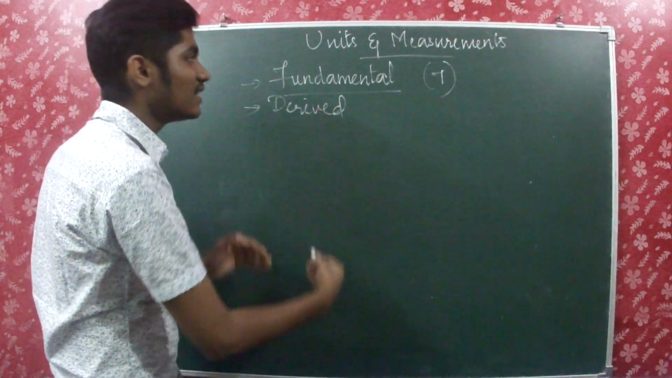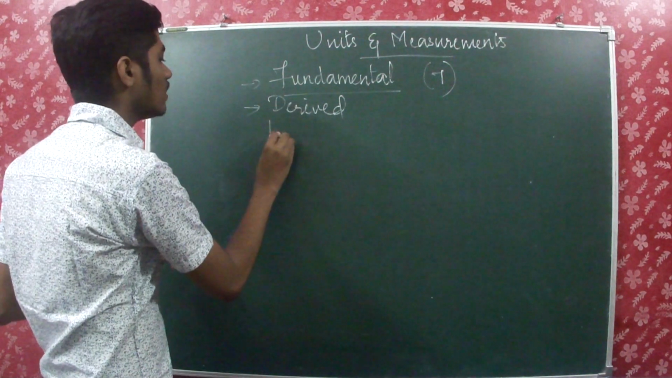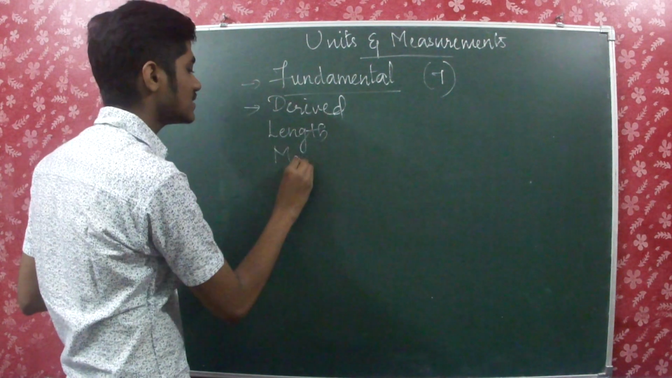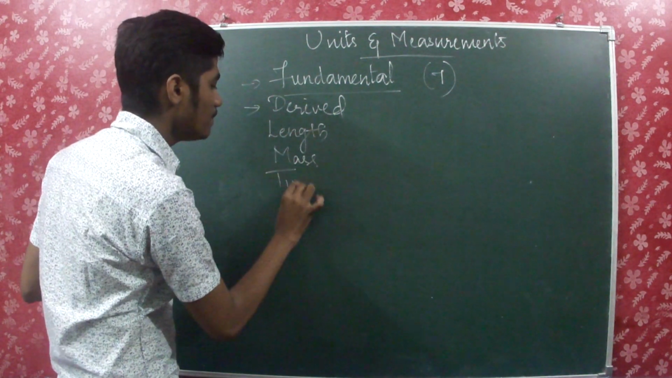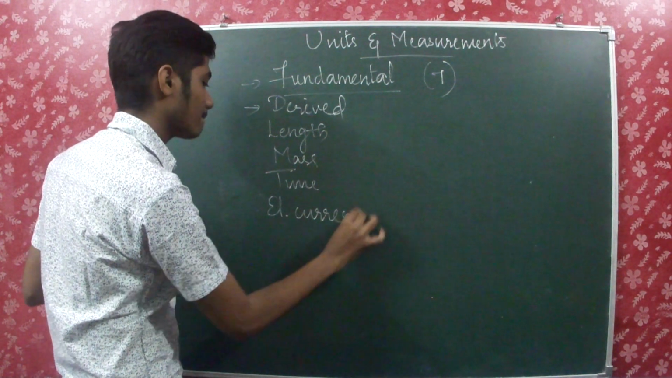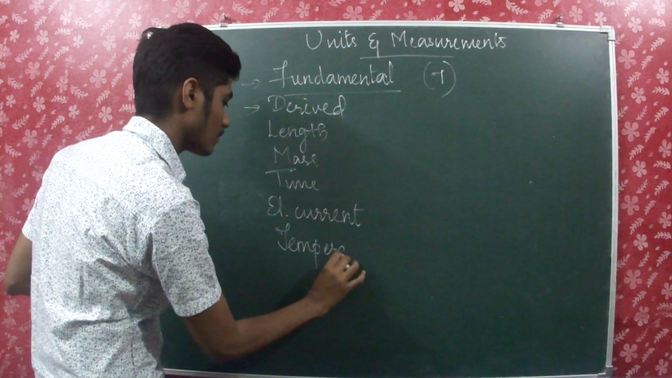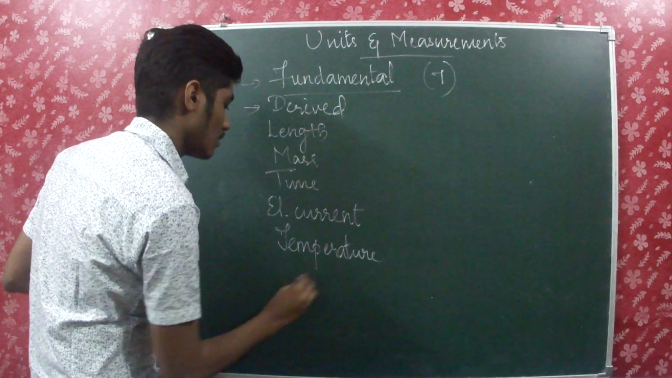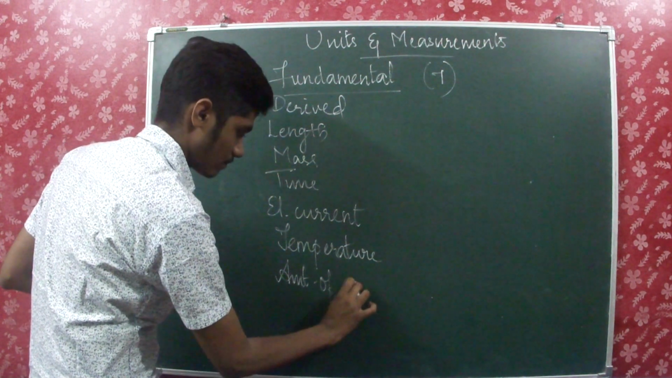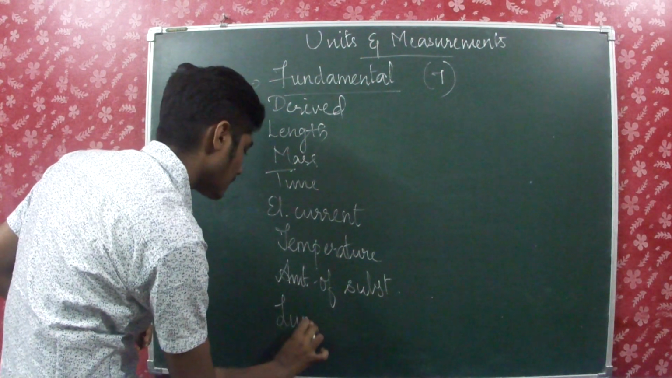So first let us write the physical quantities, and then we will write the fundamental units. The fundamental units are there for the physical quantities like length, mass, time, electric current, temperature, amount of substance, and luminous intensity.